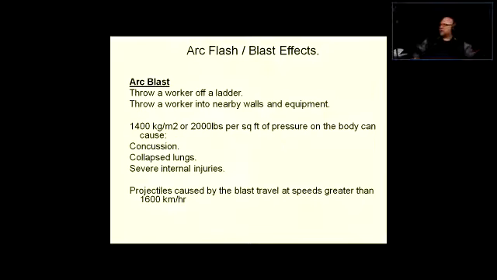All right, arc flash blast effects. Arc blast can throw a worker off a ladder. That would be a mild arc flash. It can throw a worker into nearby walls or equipment, just like a toy.